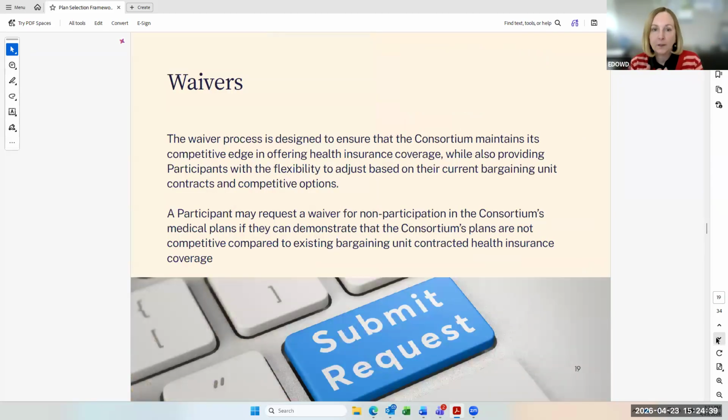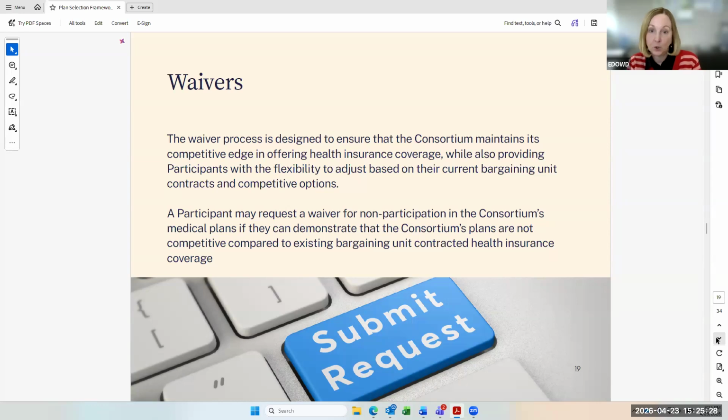So what if you can't comply with the plan selection process that we have just rolled out? There is a solution. It's not end of discussion. It continues a discussion. We have a waiver process. We put more detail into the waiver process in the plan management policy. So if you need flexibility due to current bargaining unit contracts or competitive options, you can request a waiver for non-participation in consortium metal level plans for a specific bargaining unit.